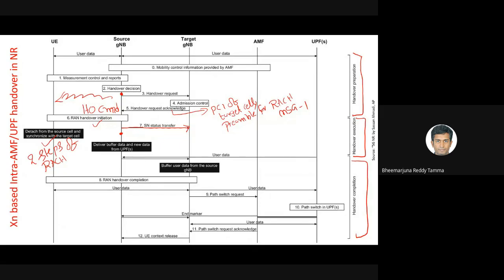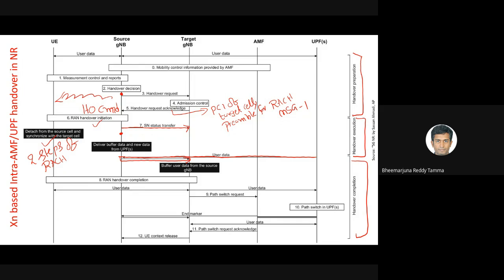So now look at what is happening here. This is important. I want you to pay attention to this. The user data is coming from the UPF still to the source gNodeB. And now what the source gNodeB is doing is important. It is actually immediately forwarding to the target gNodeB.